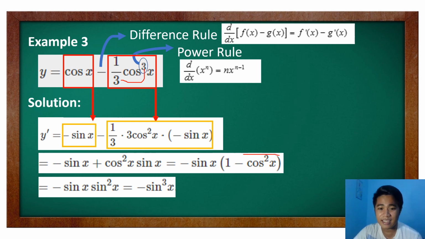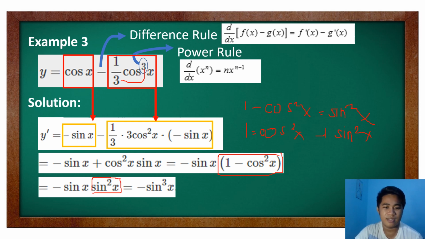Okay, again, this is from the Pythagorean theorem where we have 1 is equal to cos squared x plus sine squared x. I'm very sorry for my writing. So if we transpose this there, then we can have 1 minus cos squared x, and that is equal to sine squared x, and that is where we get this part here.